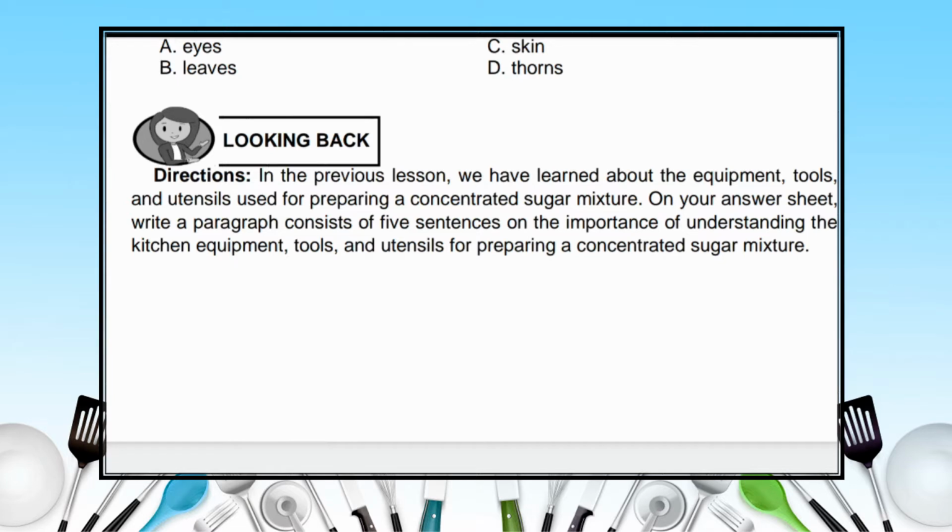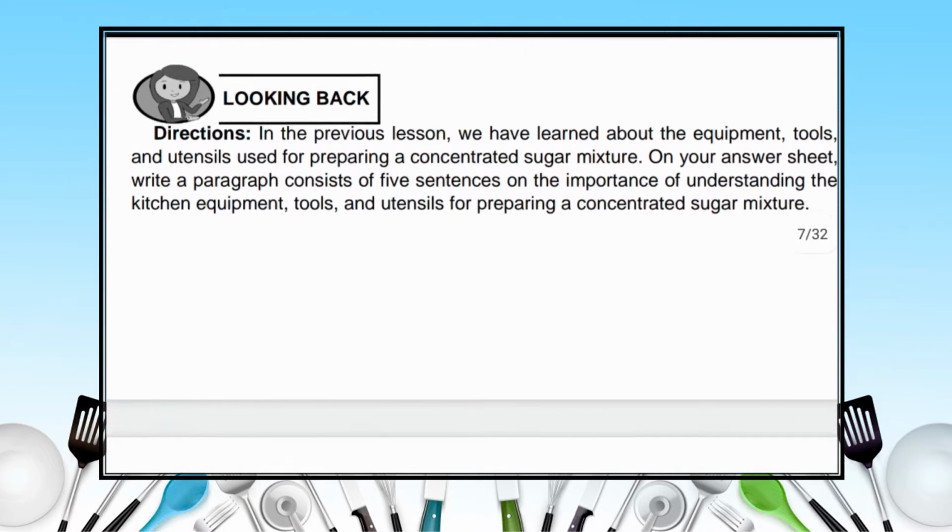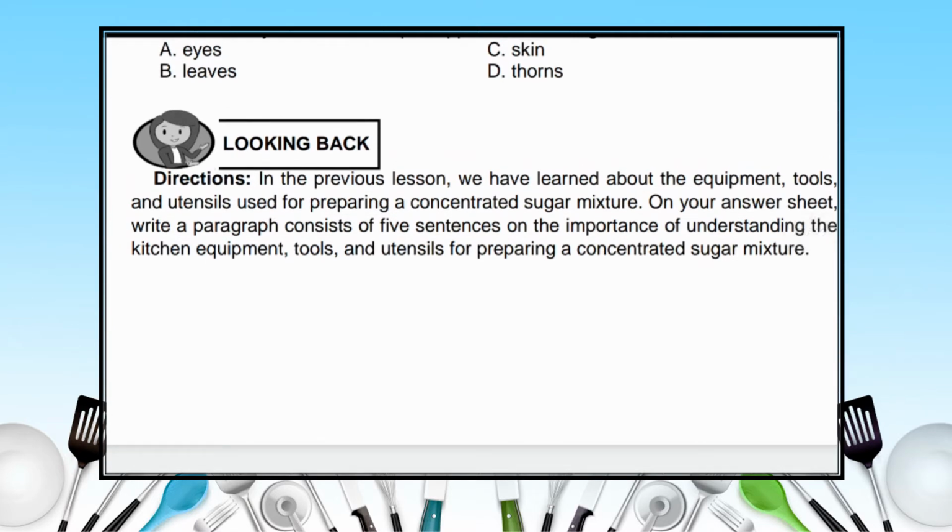For the looking back, this is an activity that would test how well you understood your lesson from your previous module. For the specific activity on this part, you are just going to make a paragraph consisting of 5 sentences. In that paragraph, you're just going to show the importance of knowing the kitchen equipment, tools, and utensils for preparing a concentrated sugar mixture. So what do you think is the importance of understanding those topics?